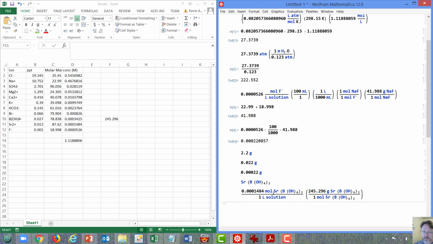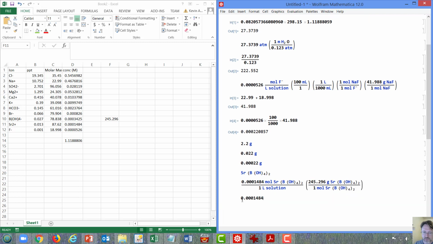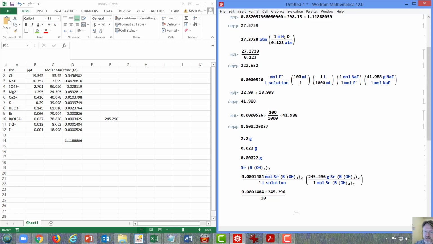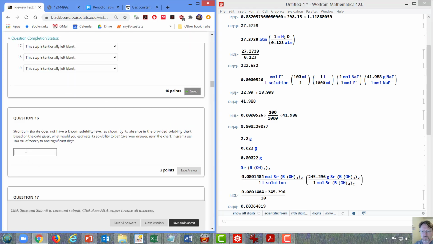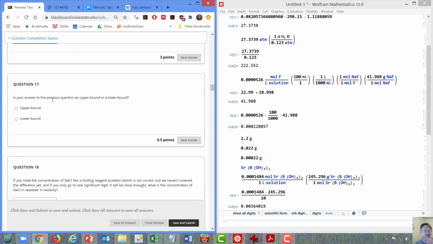So if we take that times that, and then divide that by 10, that tells us how many grams are in 100 milliliters of solution. And so our answer is this number right here, 0.00364019. All right. 17. Is your answer to the previous question an upper bound or a lower bound?